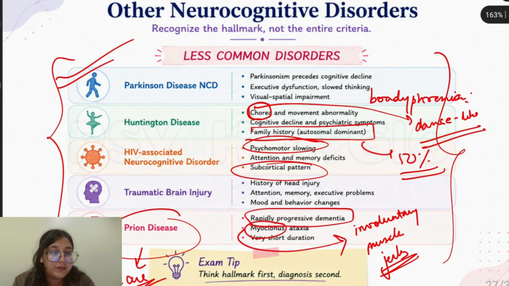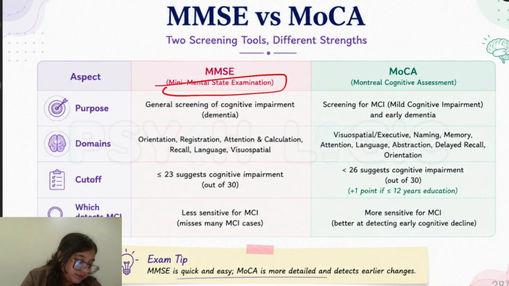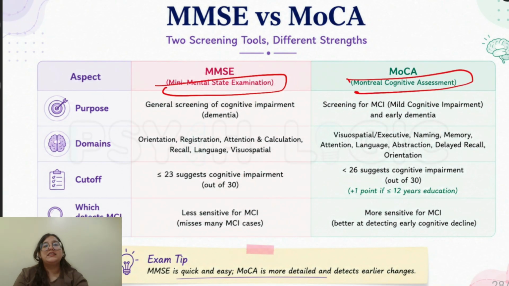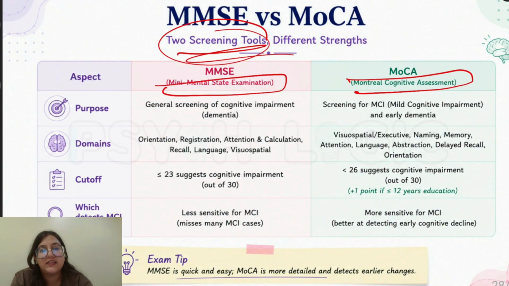One more thing we'll be discussing is when to use MMSE versus MoCA. So MMSE is the Mini Mental State Examination and MoCA is the Montreal Cognitive Assessment. Okay. Neither of these tests gives a diagnosis of Alzheimer's disease or dementia or any kind of neurocognitive disease. They both are just screening tools, with different kinds of strengths. Think of them as a thermometer. A thermometer can tell you that someone has a fever, but it cannot tell you why they have the fever. So that is how MMSE and MoCA work.